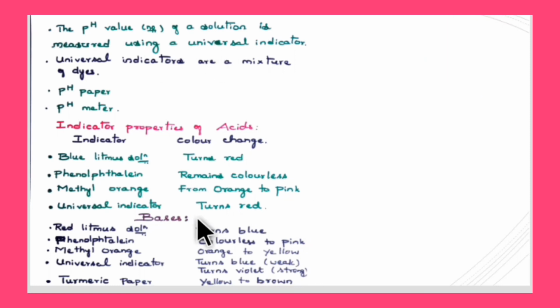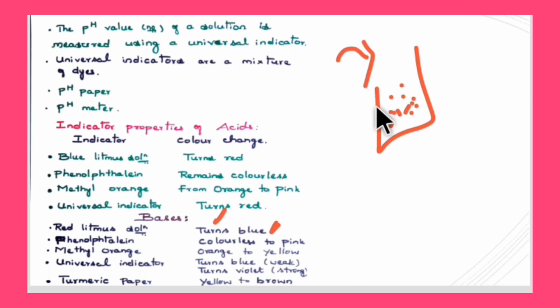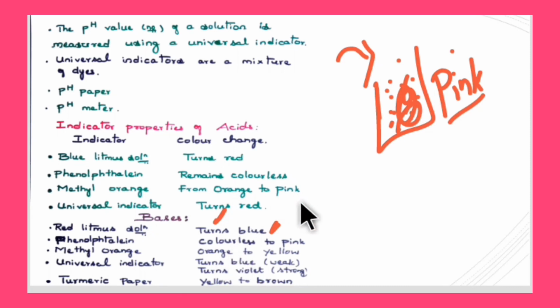In case of bases, how do we identify? In case of red litmus paper, when you dip it in the base solution, it turns blue. In case of phenolphthalein, the color changes to pink. If you are given a solution and you add phenolphthalein to identify whether it is an acid or base: if the color remains the same, colorless, then the solution is an acid. If the color changes to pink, girls' favorite color, then you can say that this is a base solution. In case of methyl orange, the color changes to yellow.